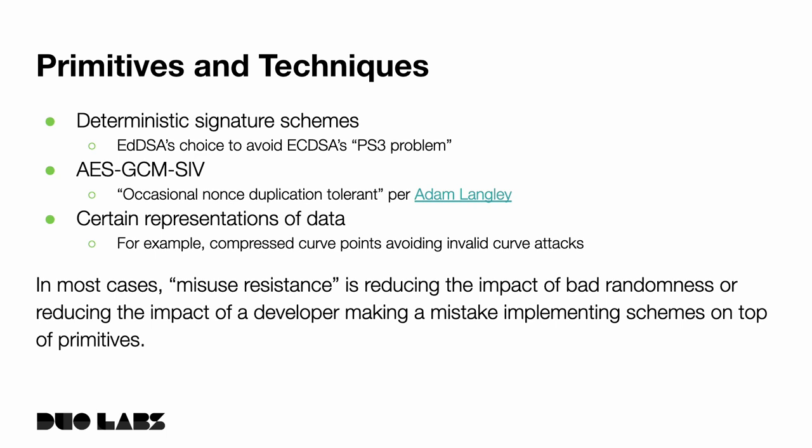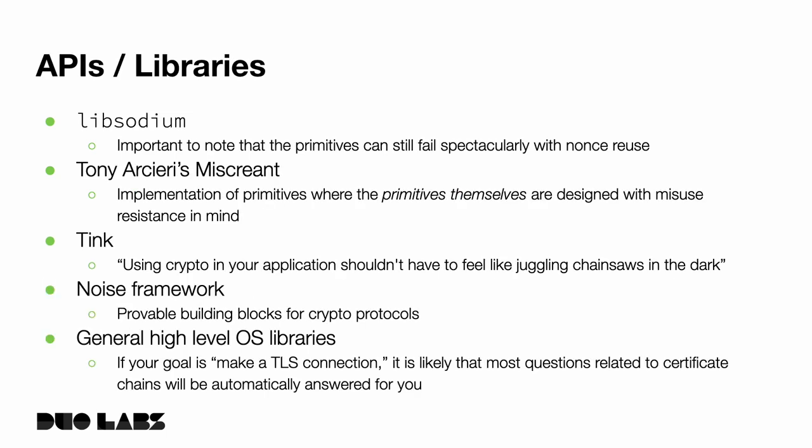In most cases, misuse resistance is really reducing the impact of bad randomness or reducing the impact of a developer making a mistake using the tools that you've given them. This is really when it sort of transitions to API design mattering a lot. These are just a couple examples of tooling that's available that focuses on misuse resistance.